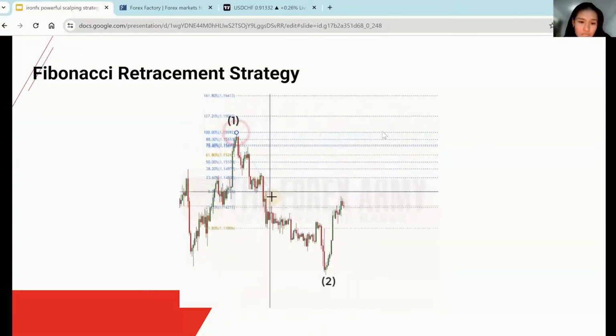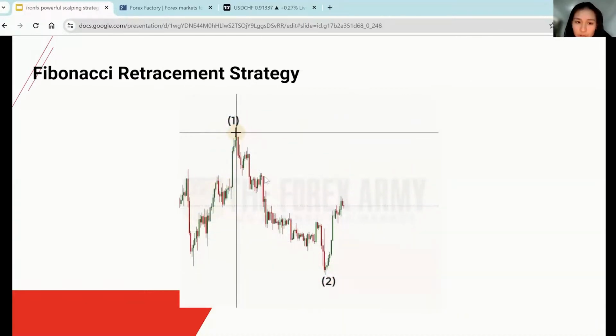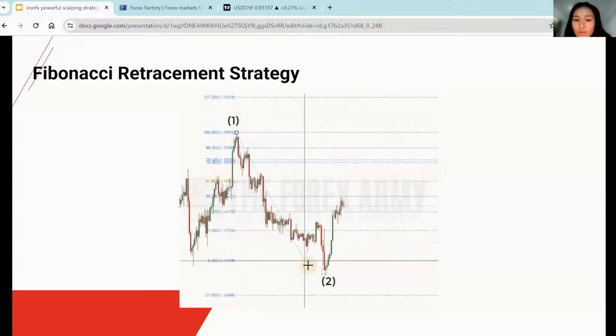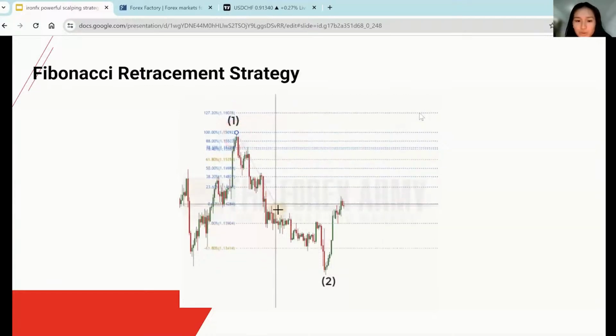So here's a correct example. When you are going in for a top-to-down approach, we would start from point 1 and then end with point 2. If you're going from a bottom to up, it's the same thing. Start with point 1, end with point 2.